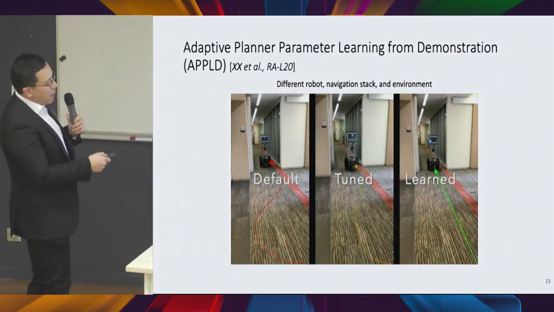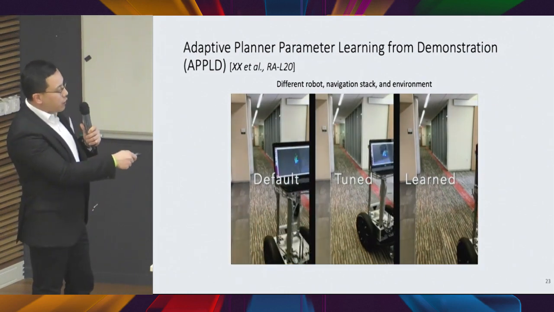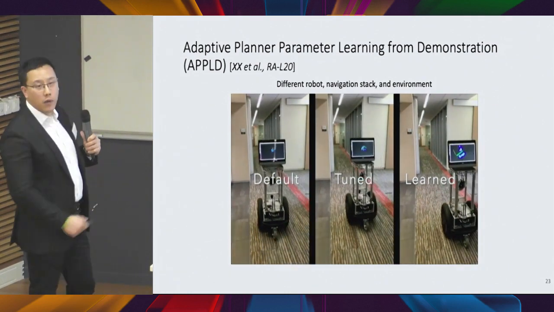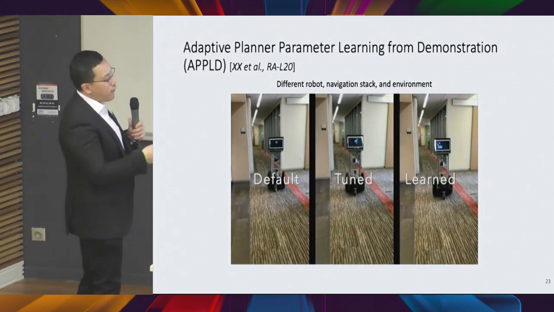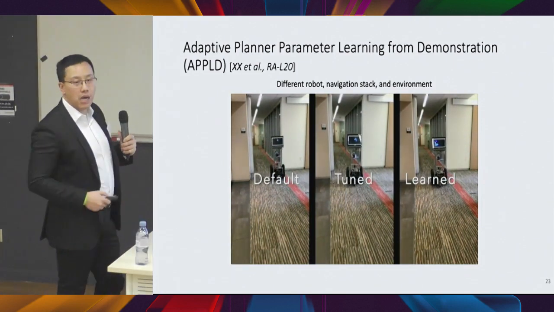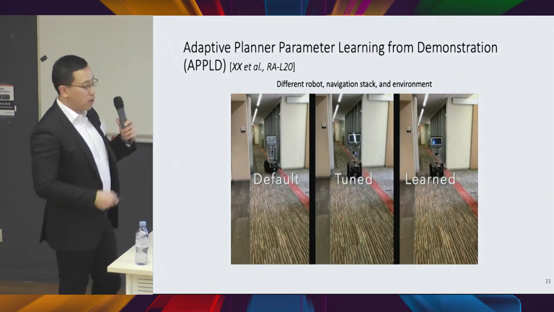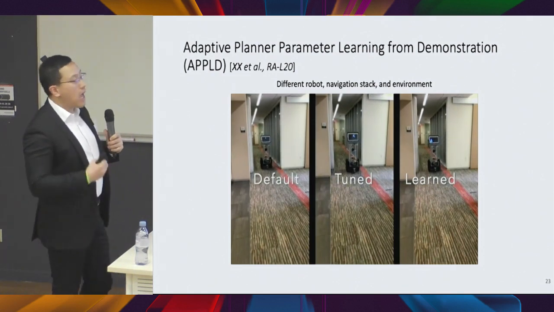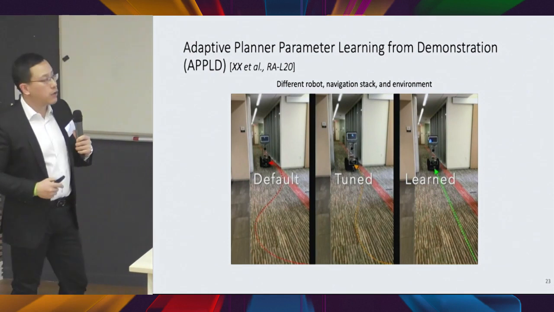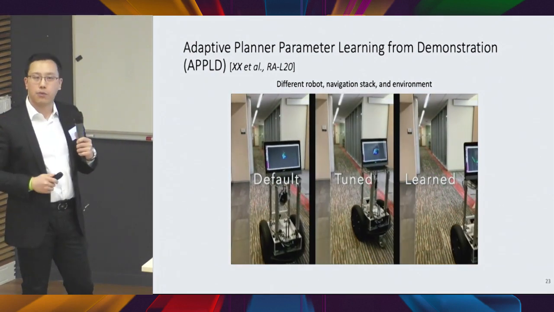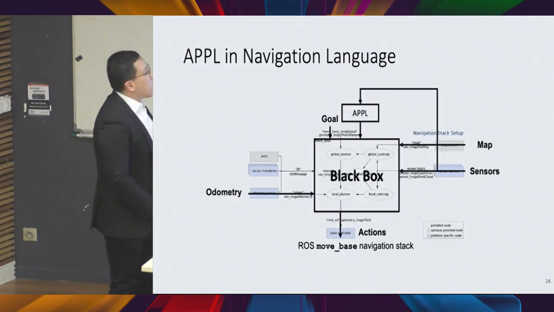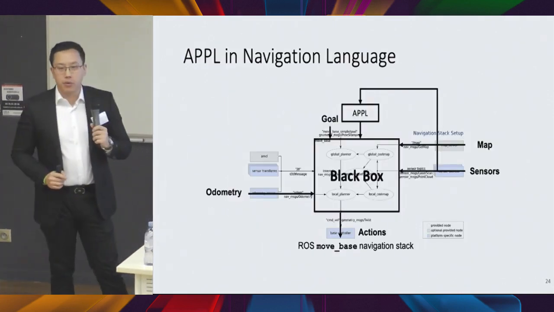The default parameters of E-Band will cause this oscillatory behavior, even though this is a pretty straight hallway on the UT Austin campus. So the roboticists in our group try to fine-tune the navigation system, fine-tune the parameters to reduce this behavior in the middle. While APPLD is able to learn from one single demonstration and result in this perfectly straight line in this straight hallway without any problem.